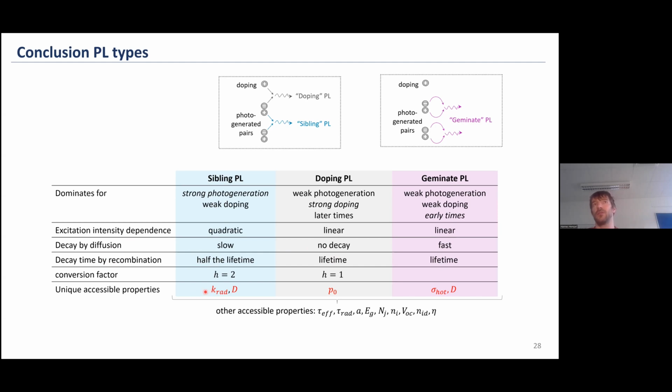And as I have shown you, each of them has unique properties which you can derive from it. So geminate PL gives the whole transport distance, the doping PL obviously the doping concentration, and the sibling PL also the diffusion coefficient and the external radiative coefficient. And also from this you can derive a bunch of other properties, which basically gives you everything you want to know about your solar cell material.